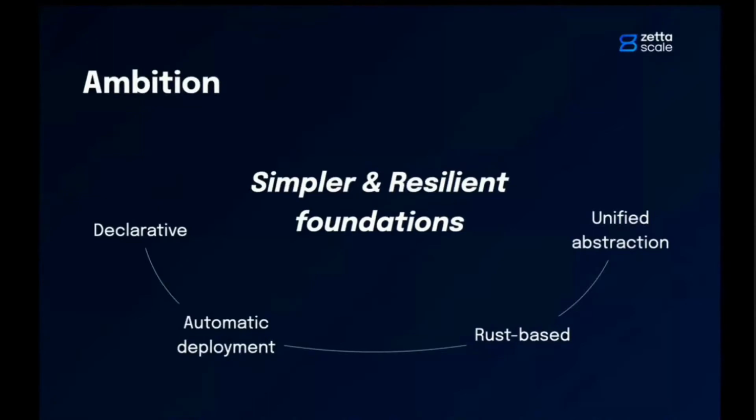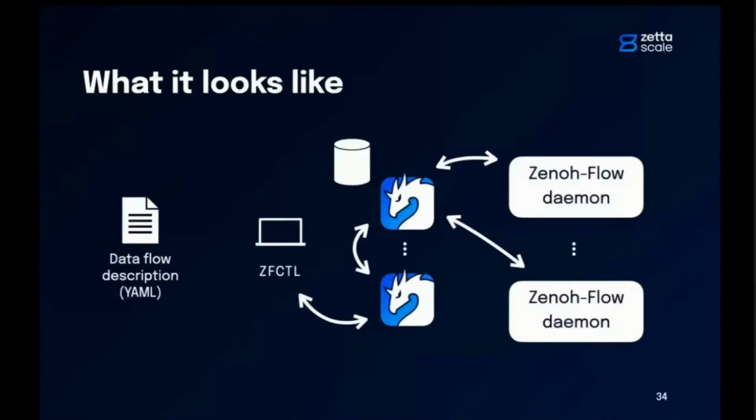So what does it look like for now? On the left you have a data flow description. For now, it's YAML, but this is the contract. This is how you tell us how your application is composed. Then we have ZFCTL, our command line tool. With this, you interact with Zenoh and, for instance, the storages to do queries, and these, through Zenoh, interact with the daemon. So you have your computer, you interact with the daemon, and you tell it, OK, deploy my contract.